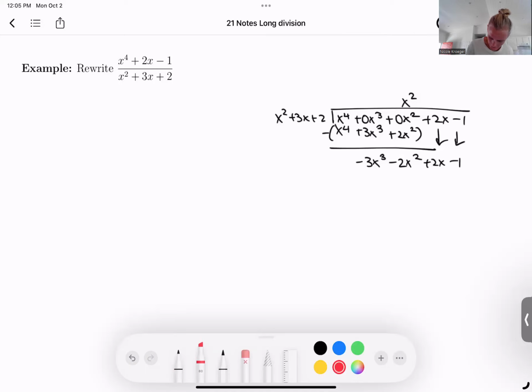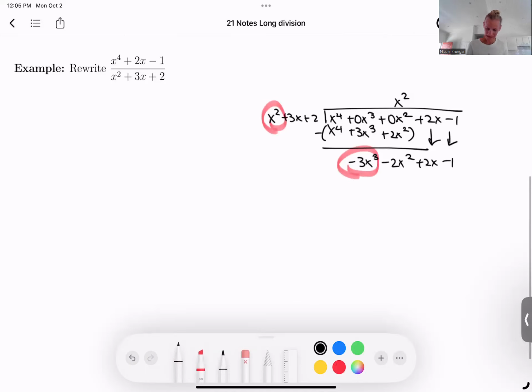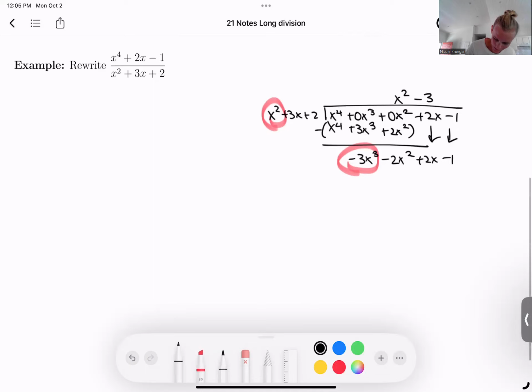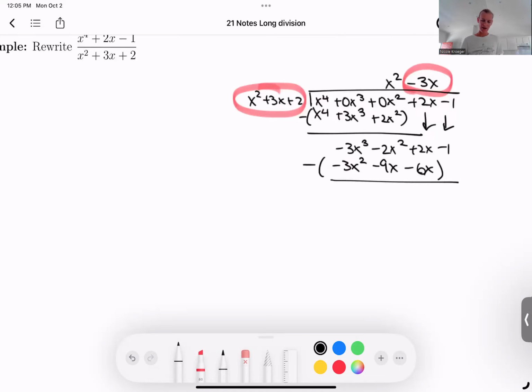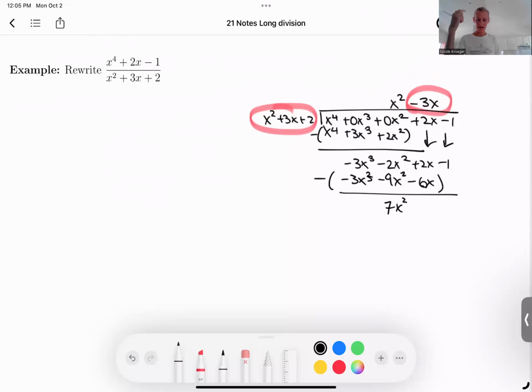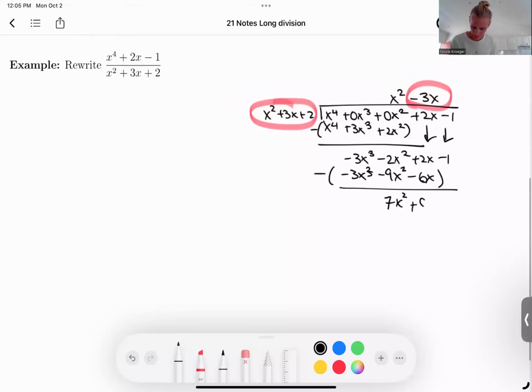Okay, now I ask myself, what do I multiply x squared by to get negative 3x cubed? That would be negative 3x. Then I multiply all of this by negative 3x to get negative 3x cubed minus 9x squared minus 6x. I subtract all of that, which means the first term is going to go away. I'm going to have negative 2 plus 9, so I'm going to have 7x squared. Sorry, I wrote the wrong powers on those. And then I'm going to have 2x plus 6x, so I'm going to have plus 8x minus 1.